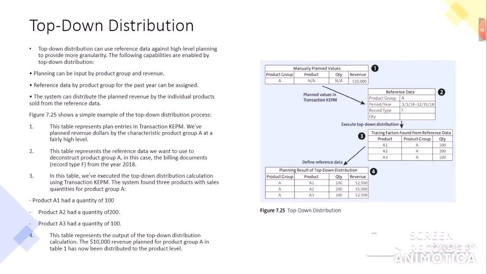So the figure shows a simple example of the top-down distribution process. This table represents plan entries in transaction KEPM. We have planned revenue dollars by the characteristic product group A at a fairly high level. This table represents the reference data we want to use to deconstruct product group A. In this case, the billing documents record type F from the year 2018.